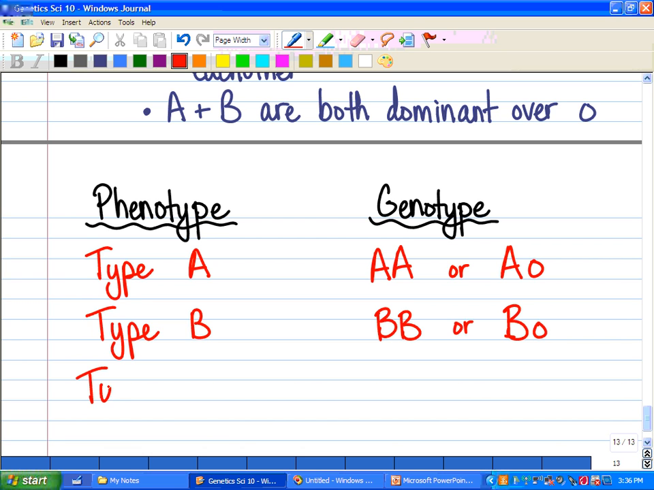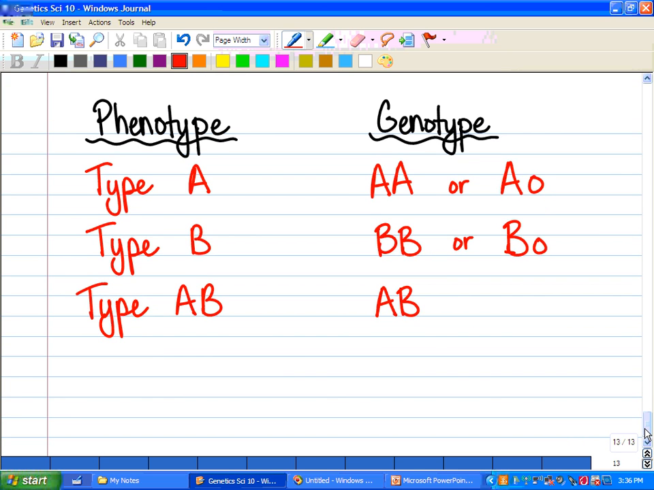There is type AB blood. And that's the example of codominance between these 2 alleles. So there's only one genotype that works there. That means you got an A from one parent and a B from another. And there's one last type here, type O blood.